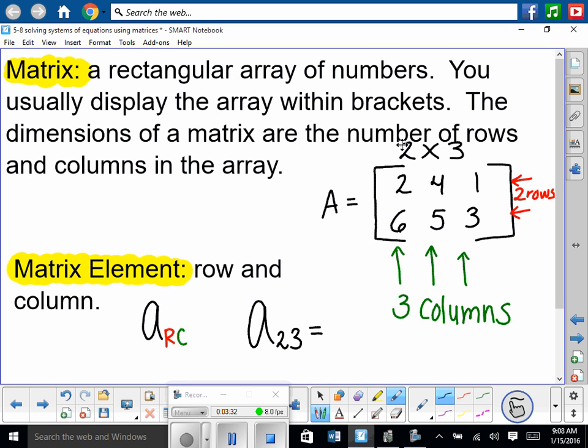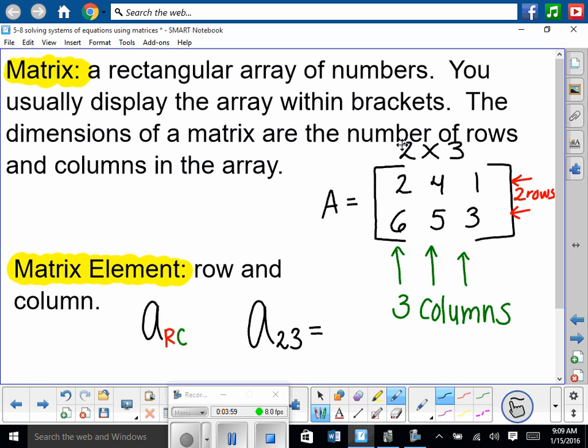Now, a matrix element is just a certain spot sitting in the matrix, and you're going to see it written like this, with a subscript RC. So this A means the element in matrix A with row and column. It's going to specify it, but row comes first, column comes second. So this is saying what's the element 2, 3. So in row 2, column 3.